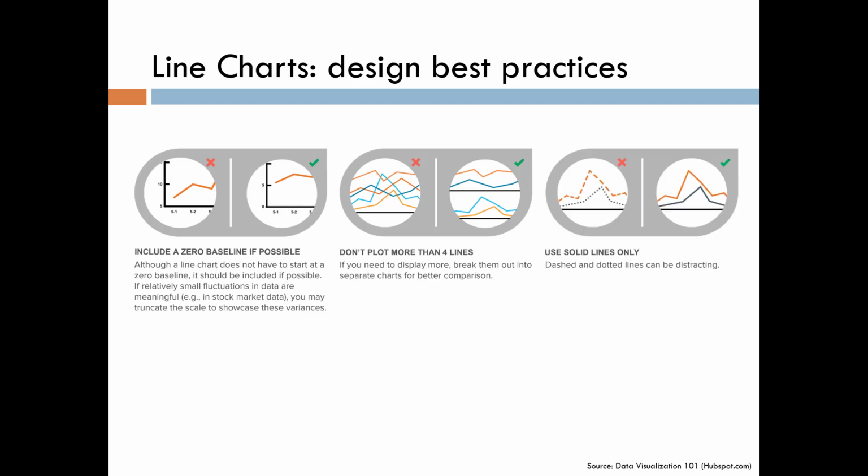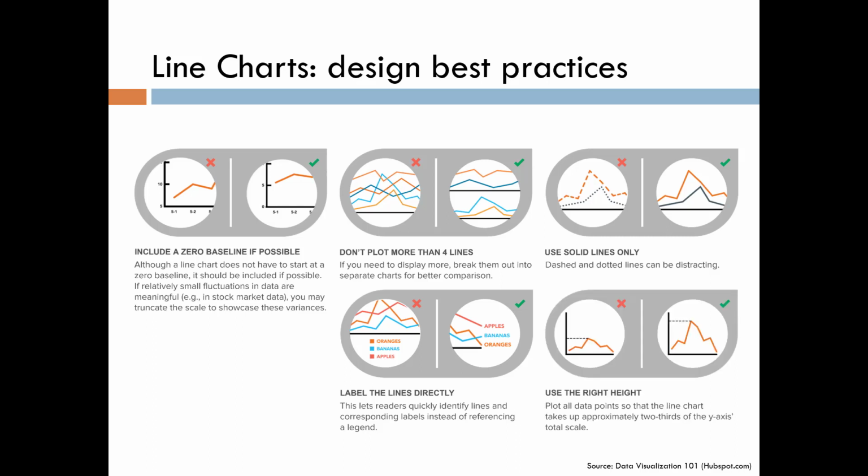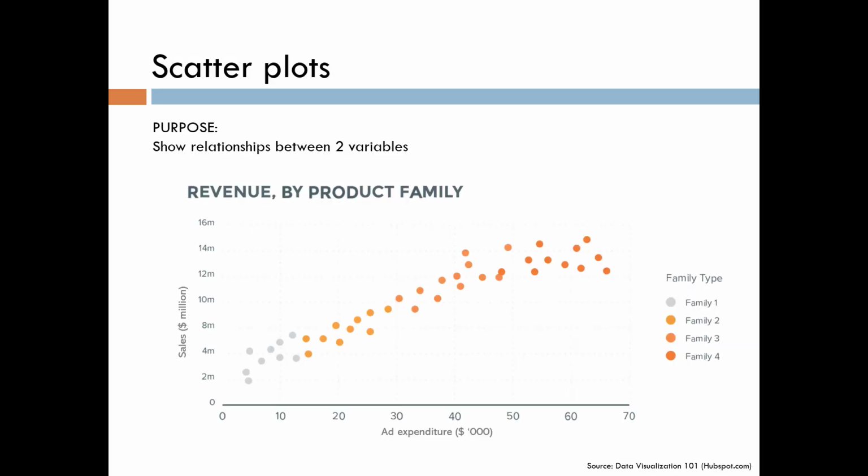Use solid lines only because dashed or dotted lines are distracting. Place labels next to the lines so they can be easily interpreted instead of putting them in a legend box. Use the right height so that the plot takes up about 2/3 of the y-axis length. Scatter plots are commonly used to show relationships between two variables. This chart shows the relationship between ad expenditures and sales for various product families.